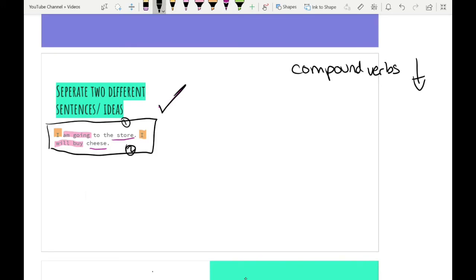So, we write out the first part, I am going to the store. Now, the first thing that we do is we take this little period right here. That's where the period usually is. And we turn it straight into a comma. Now, if I were to just write the second part, I will buy cheese, if I were to just do this, this would be incorrect. And this is a common error called a comma splice.